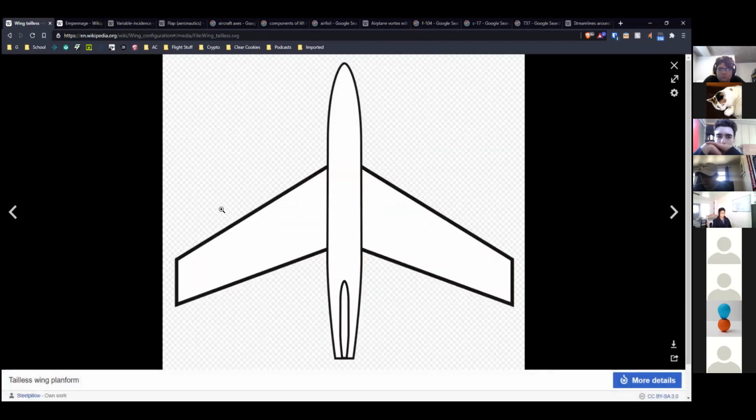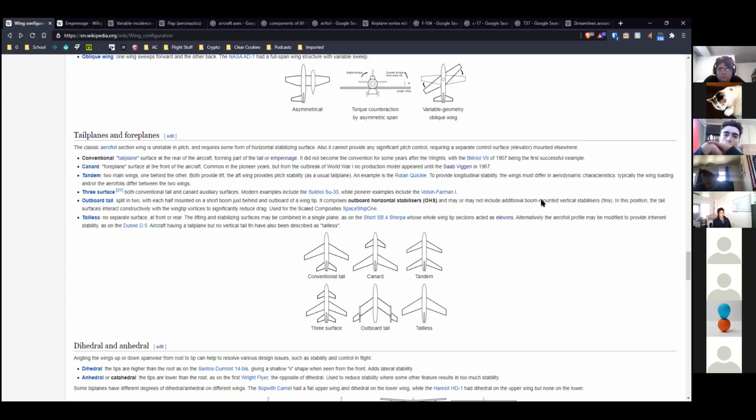And then tailless. This seems very sus and feels unnatural to me. So you basically need to have control surfaces far enough back that you can make it work.